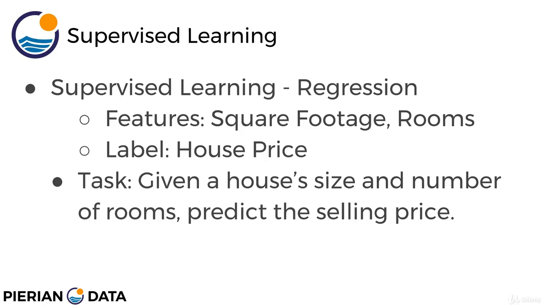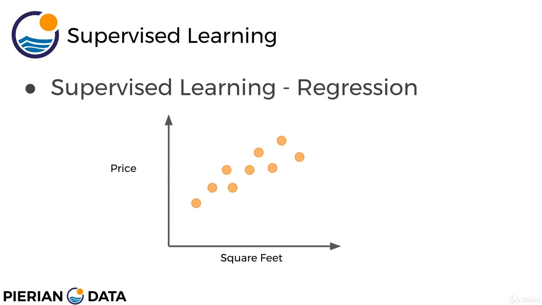Then there's also regression problems. This is again a supervised learning technique because a regression problem does have a given label based off historical values. Now the only difference here is that the label, instead of being categorical, such as male and female, is continuous, such as the house price. So in this case, we'll have a data set with features such as the square footage of a house, how many rooms it has, etc. And we need to predict some continuous value, such as a house price. So again, the task is, given a house's size and the number of rooms, predict the selling price of the house. So when we plot out this data, it looks like this.